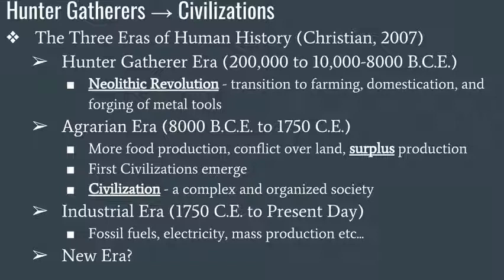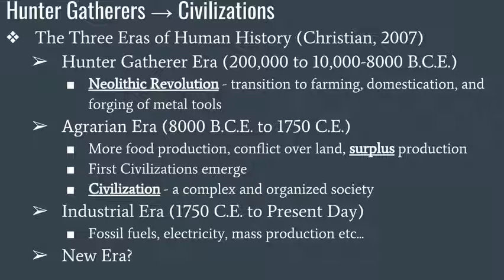From about 200,000 BCE, it's estimated by anthropologists and archaeologists, to somewhere around 10,000 to 8,000 BCE, before the Common Era. That's the academic terminology there, sometimes referred to as before the Christian era. That's the hunter-gatherer era. Following animal herds, gathering what you can from the forests and the fields, but no farming. Stone and wood tools, that's it. No metals, no fossil fuels, no complex structures, just hunting and gathering.